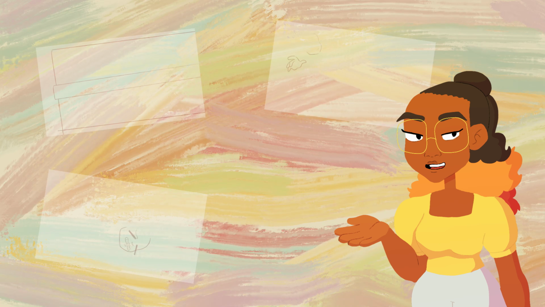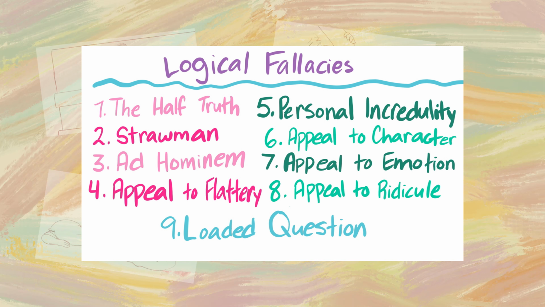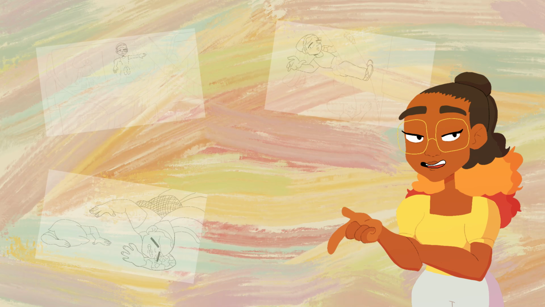Many different logical fallacies exist, but I'd like to discuss some of the standout favorites of mine. The half-truth fallacy, straw man fallacy, ad hominem, appeal to flattery, personal incredulity, appeal to character, appeal to emotion, appeal to ridicule, and loaded questions. Okay, so that's not a few, but I'll explain what they are and I promise you'll understand.